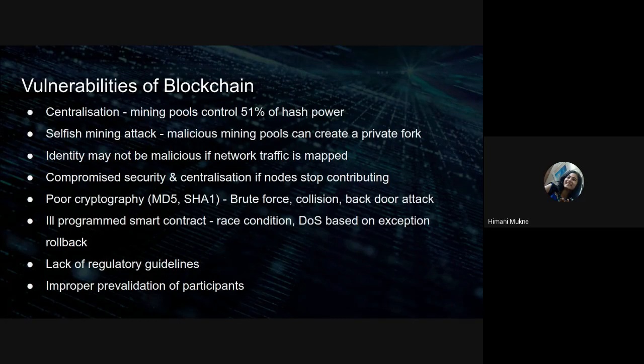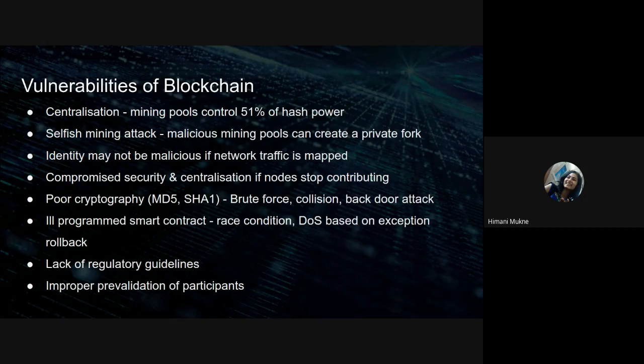And another vulnerability that can occur is if the smart contract is not programmed properly. There can be race conditions, there can be denial of service based on exception rollback. So to give you an example, race condition, for example, the control flow can be hijacked, and it can modify the contract data if an error occurs.